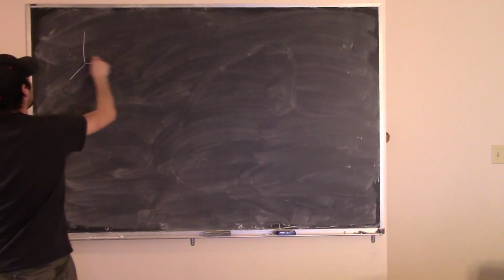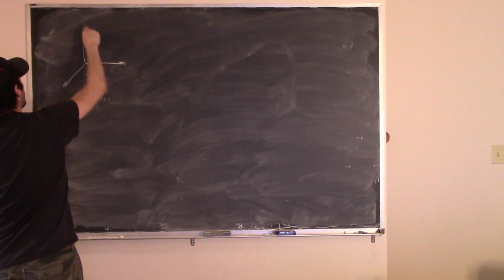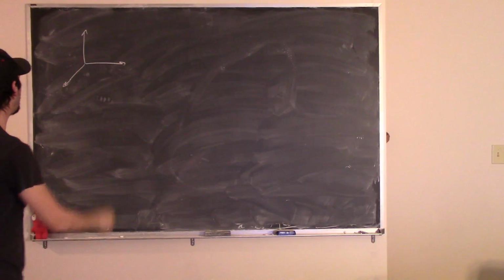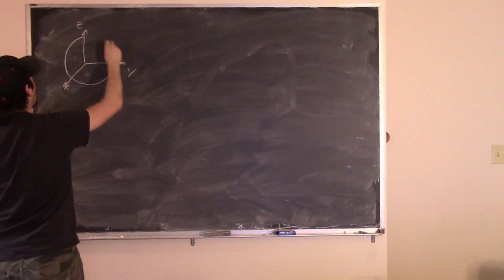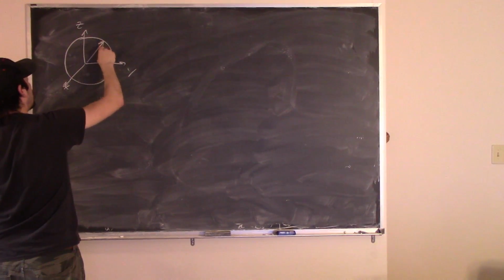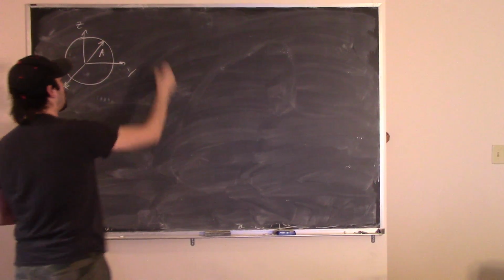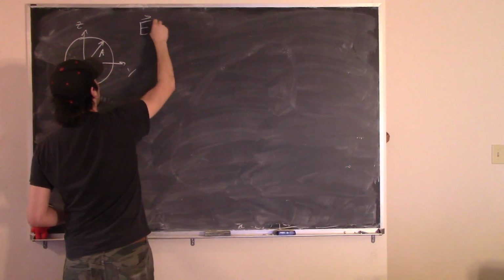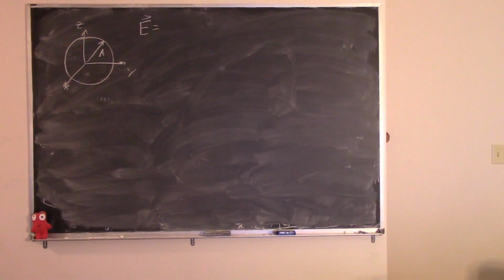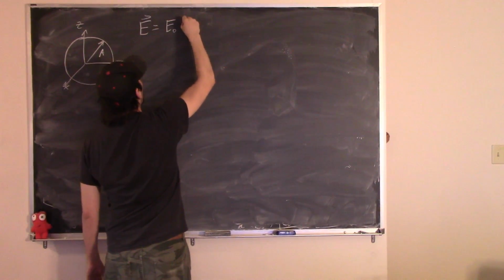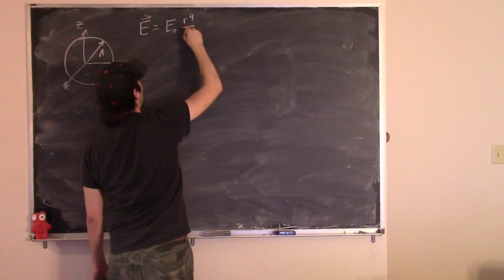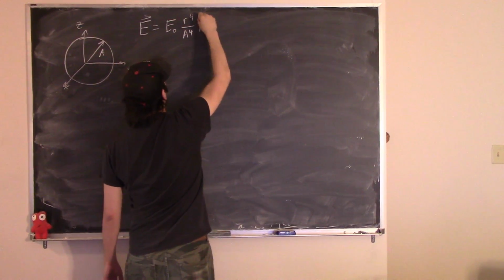And so here's the coordinate axis I have. This is x, y, and z. And then there's some sphere of radius a. And I tell you that the electric field E vector is going to be equal to, I think it was E0 r to the 4th. Yeah, this is going to be E0 r to the 4th divided by a to the 4th times r hat.